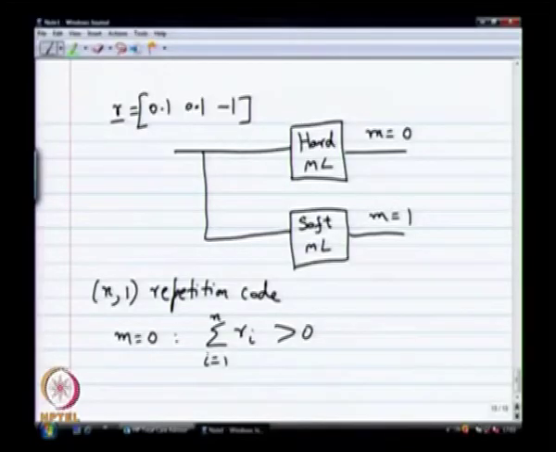So now what I want you to do, which is a little bit more challenging, is try and find out the probability of error for the soft ML decoder. Okay. So it is a little bit more twisted, so I will lead you a little bit, I will not just leave you blank like this. Okay. So let us say m equals 0 was transmitted. Okay, what is the probability that you will decide that m equal to 1?